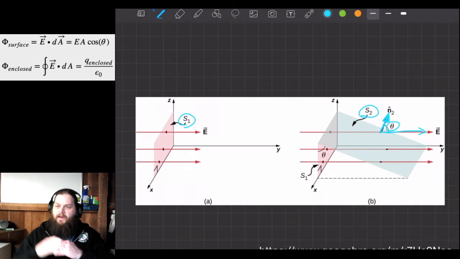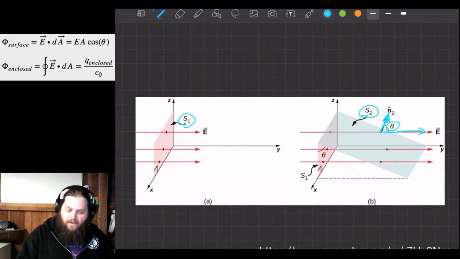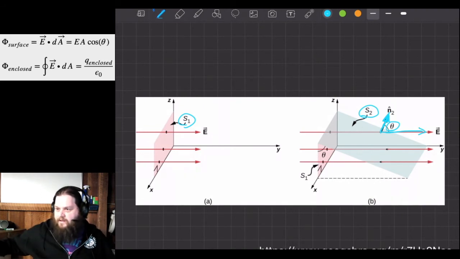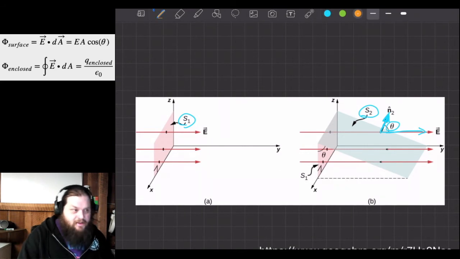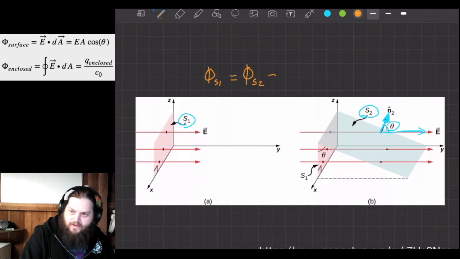And because there's a slight angle there, we can see that we're basically looking at a projection of this angle S2 in the XY plane, some perpendicular plane, to pick up the same amount of electric flux going through there. So in this instance, the electric flux through S1 is going to be equal to the flux through S2, which is equal to EA cosine of theta.